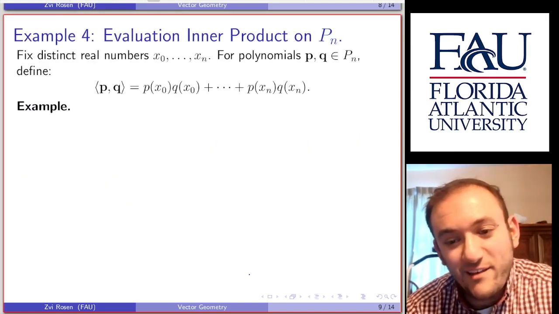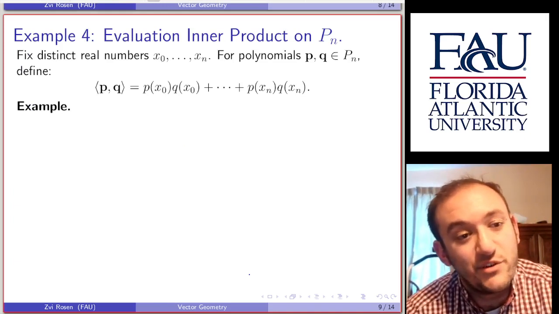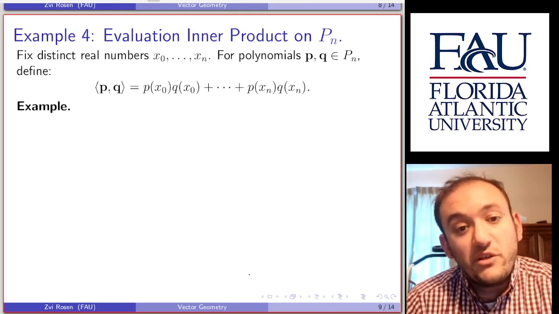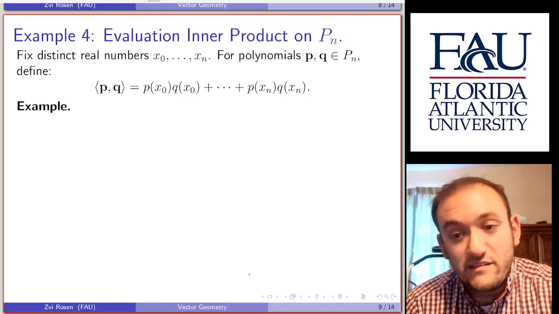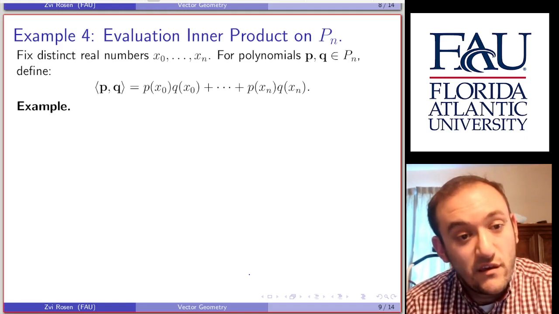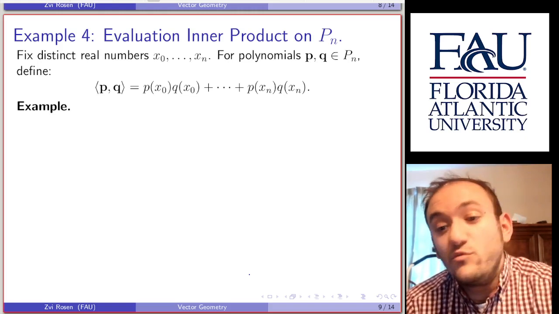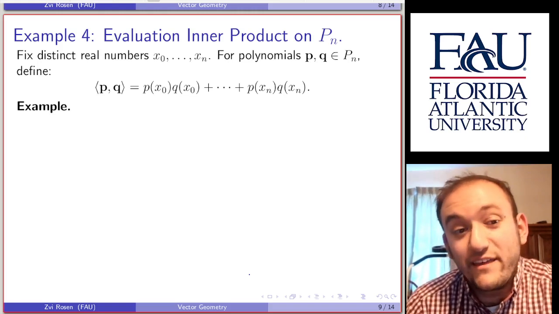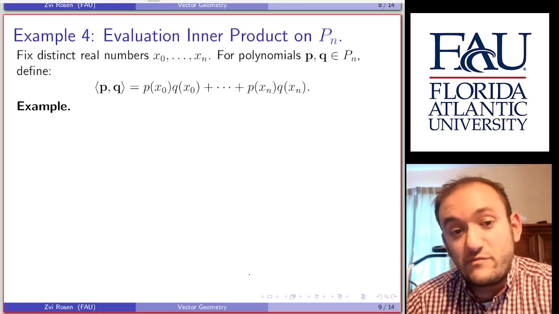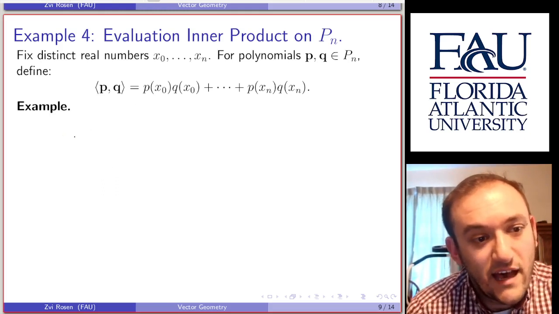Now here we're getting more and more unfamiliar with these inner products. Here's a new one. If we fix distinct real numbers x0 through xn, then for polynomials p and q in Pn, which again is the space of polynomials of degree at most n, we define the inner product as the evaluation of p at x0 times the evaluation of q at x0, plus up to the evaluation at xn of p times the evaluation at xn of q. So let's give an example.